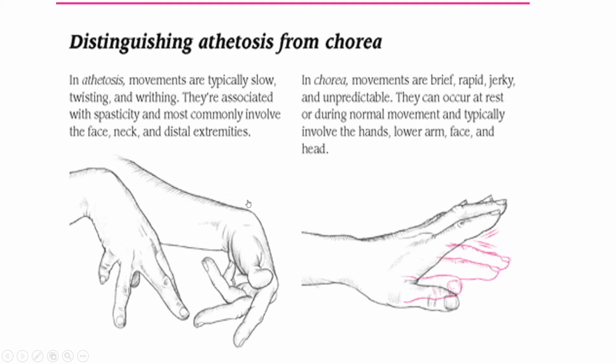Okay. So again, how to distinguish: in athetosis, the movements are typically slow, twisting and writhing, associated with spasticity, mostly involving the face, neck, and distal extremities. While choreiform movements are very brief, rapid, jerky, and very unpredictable. They occur at rest or during normal movement, typically involving the hand, lower arm, face, or the head. So basically, athetosis will be slower, larger amplitude, twisting movements, while these will be brief, rapid, and unpredictable.